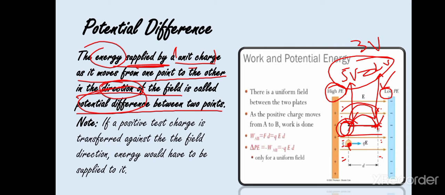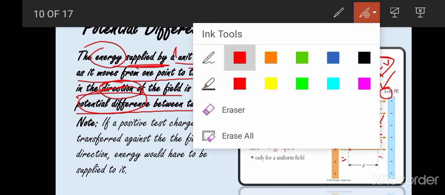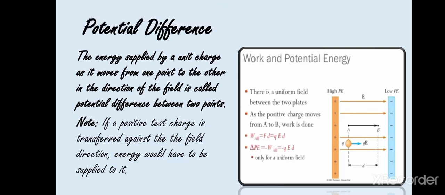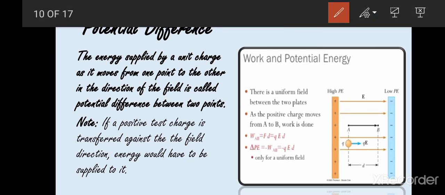Here, if a positive charge is transferred against the field direction, energy would have to be supplied to it. We have discussed the case in which a positive charge is moving from higher to lower potential. But what will happen if we take that positive charge from B to A?